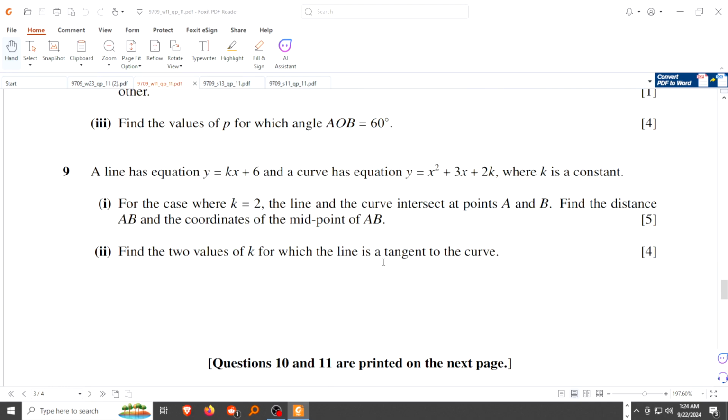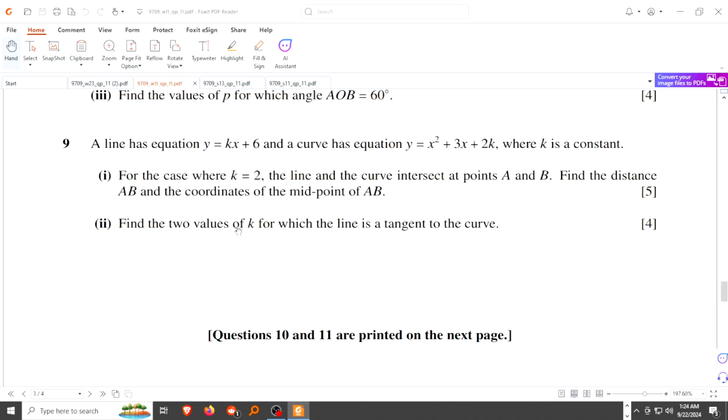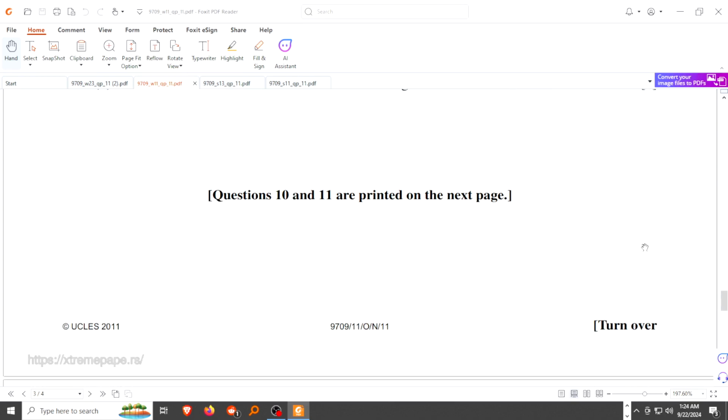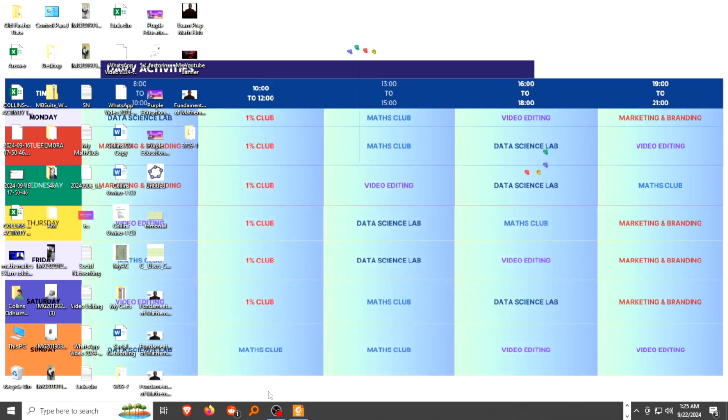It reads: a line has equation y is equal to kx plus 6, and a curve has equation y is equal to x squared plus 3x plus 2k, where k is a constant. Part 1: for the case where k is 2, the line and the curve intersect at points A and B. Find the distance AB and the coordinates of the midpoint of AB. 5 marks. Part 2: find the two values of k for which the line is a tangent to the curve. 4 marks. So that's the question. Let's look at the solution.